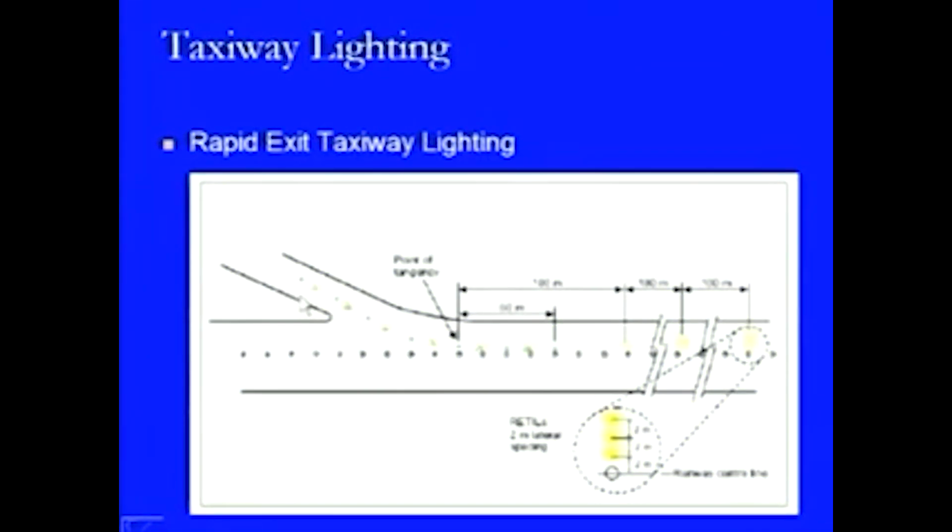This is a bigger diagram of the rapid exit taxiway lighting system, where we can see the way the lights are being provided. They are green from this direction and they are yellow from this direction. That is how they look, and they are coming for up to a certain distance of 60 meters from the point of tangency.